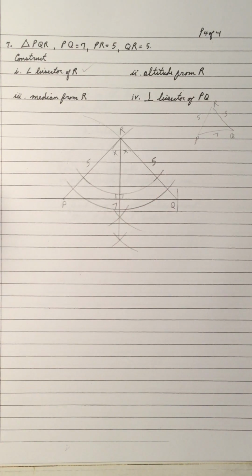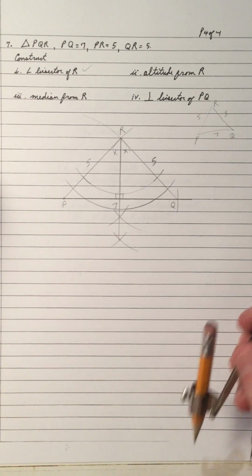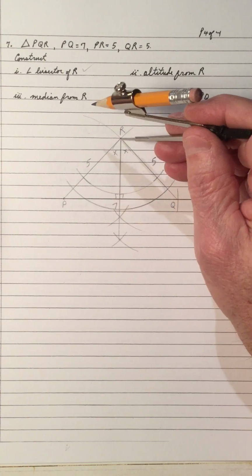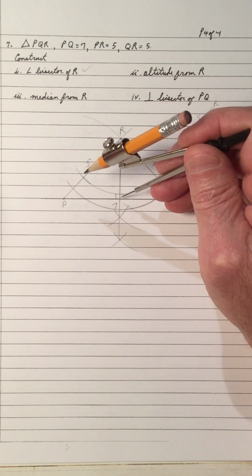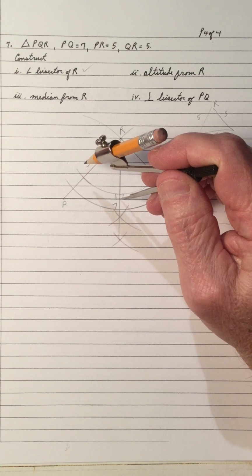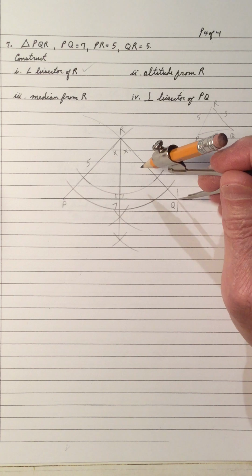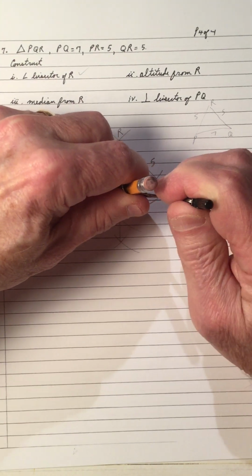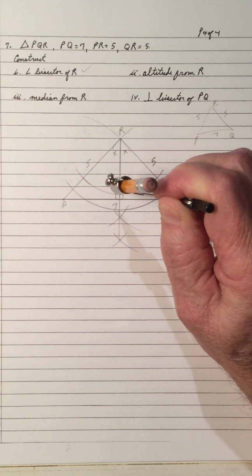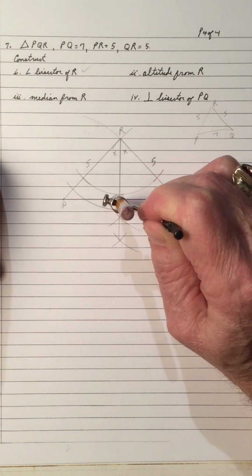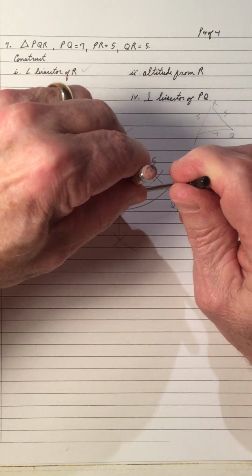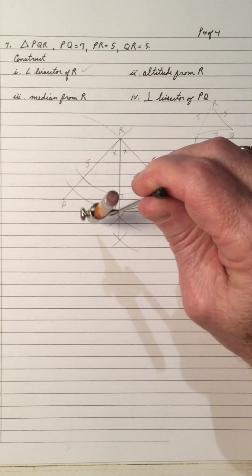Okay, now we got to draw a median, and a median goes to the midpoint. We got to draw a median from R. So if a median leaves R, it's going to the midpoint of PQ. So to get the midpoint of PQ, I have P and Q. I have to open up my compass more than half. So there's halfway, right there. So I have to open up more than half. So here we go. And we draw an arc.